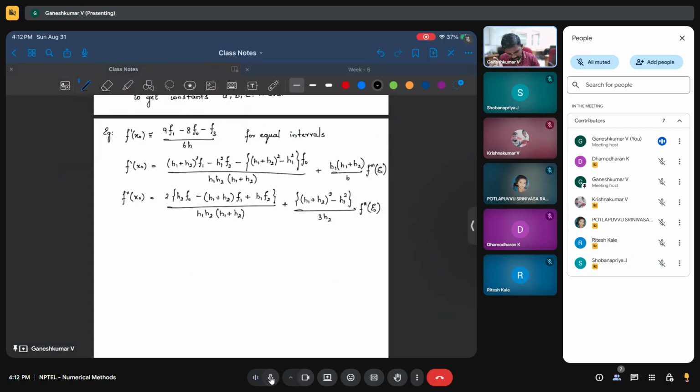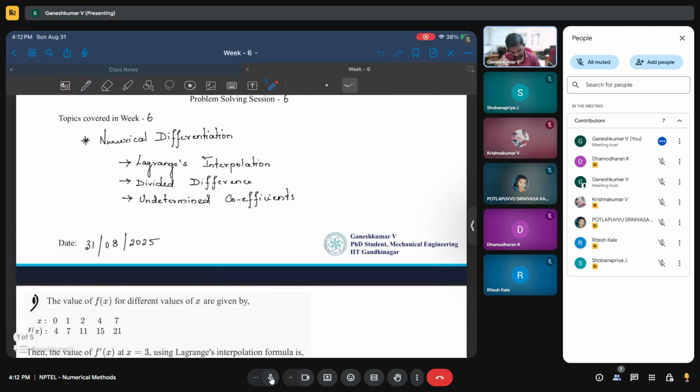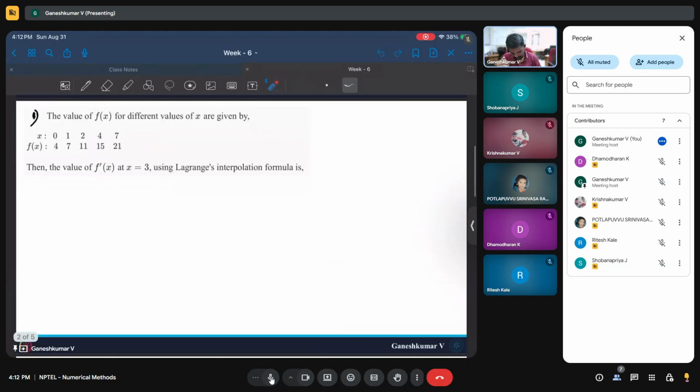All right, so this is what we saw. Till now we studied numerical differentiation. Next week is going to be numerical integration. We will study some formulas like the trapezoidal rule and Simpson's rule. All right, any questions? I'm hoping there are no questions.